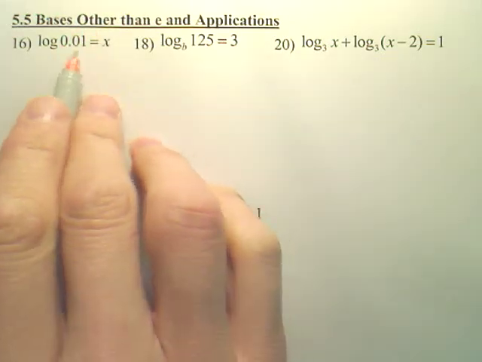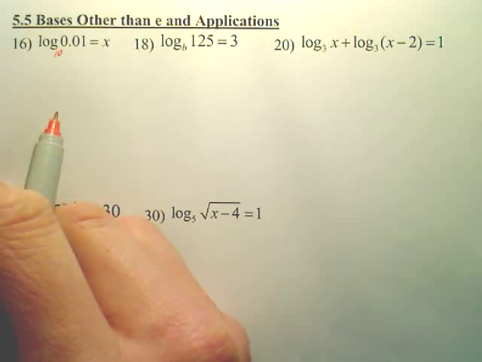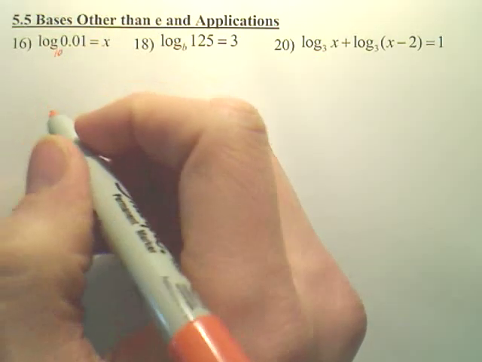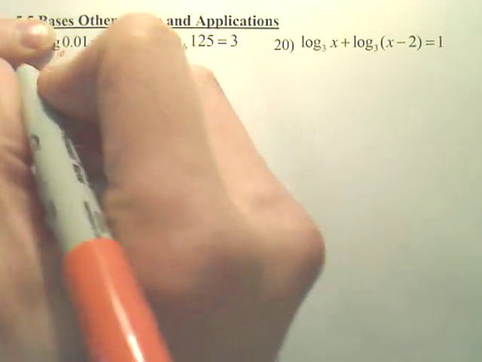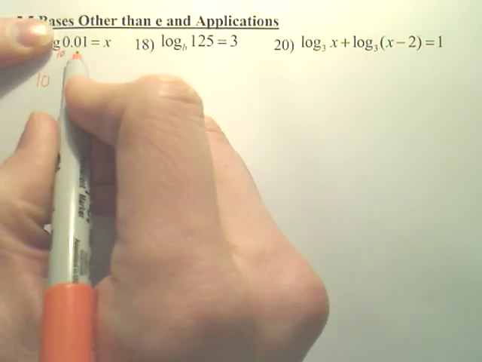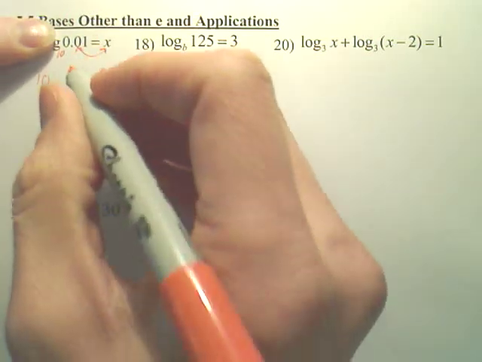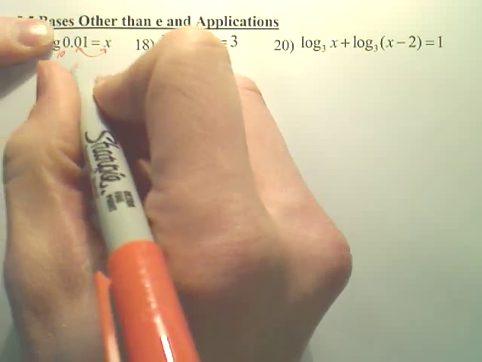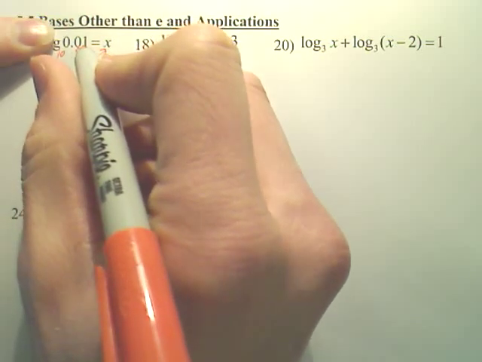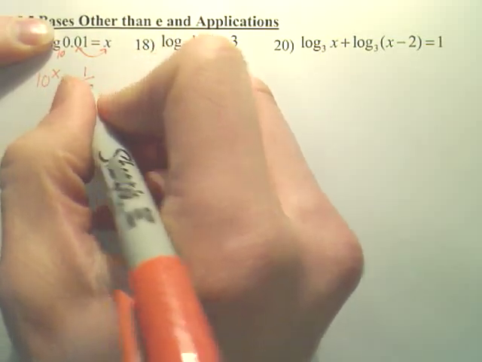If I want to solve this, the first thing you have to realize is that's base 10. Anytime there's no base, it's base 10. Then the way I change it is I drop the log, and then I have the 10, and then I switch these two. That's how I do it. I drop the log and switch those two. So I have x, and how do you write this as a fraction? 0.01. Do you understand that's 1 over 100?